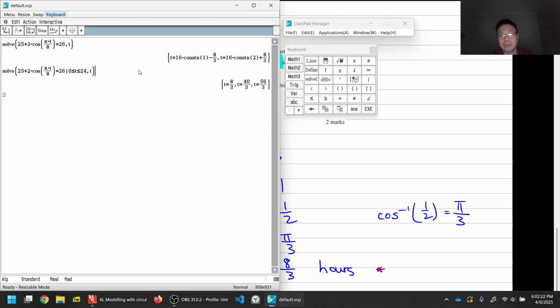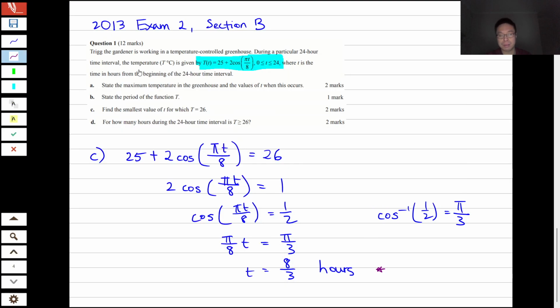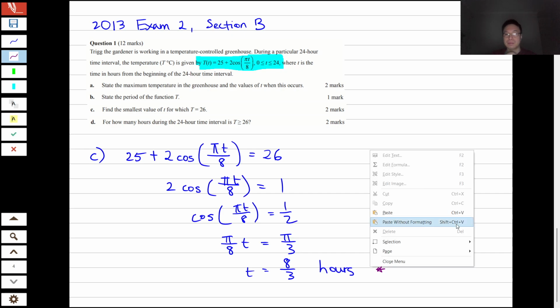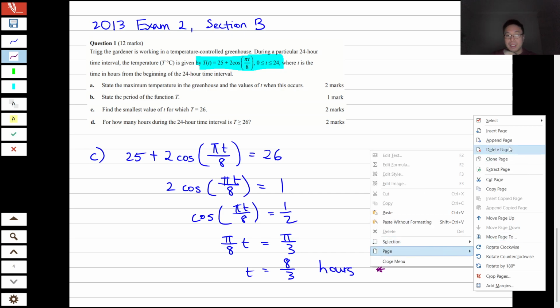Okay, so based on this work, we know that our answer to part C is correct. And now part D is asking how many hours during the first 24 hours have temperatures larger than 26.